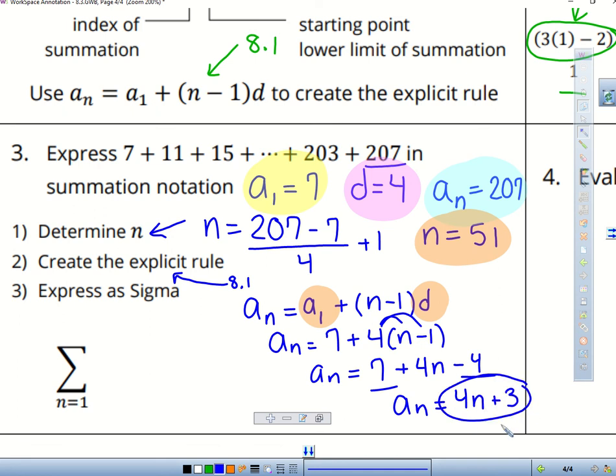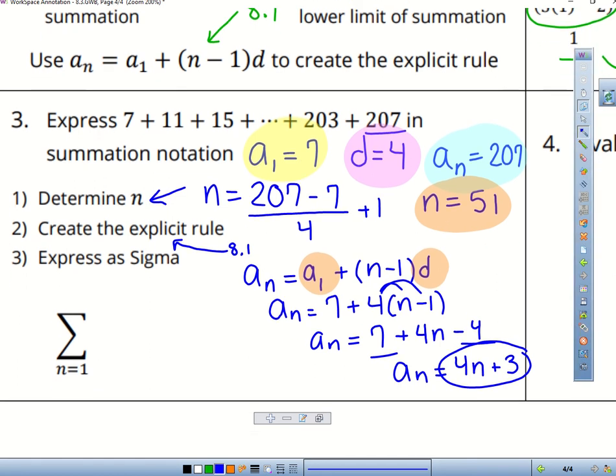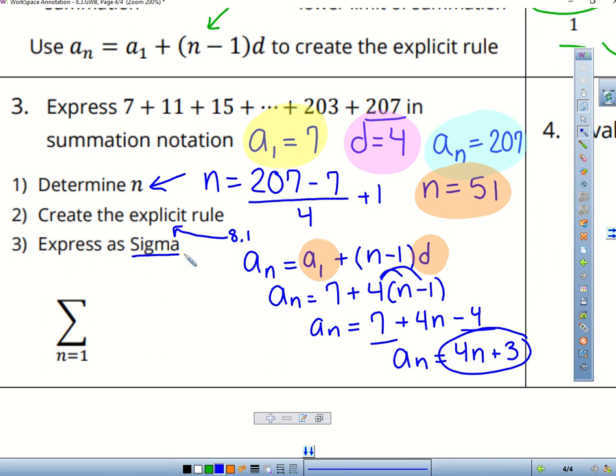So this rule will give you any term in the sequence, right? That's what we just came up with. So now let's go ahead and express it as sigma. You'll see the terminology express as sigma. This is sigma. That's your summation. How you do that is you get whatever the explicit rule is and you write that here. Now what's the only thing we're missing on our sigma? The upper limit. The upper limit is denoted by n. So it is 51. So that's how you do it.